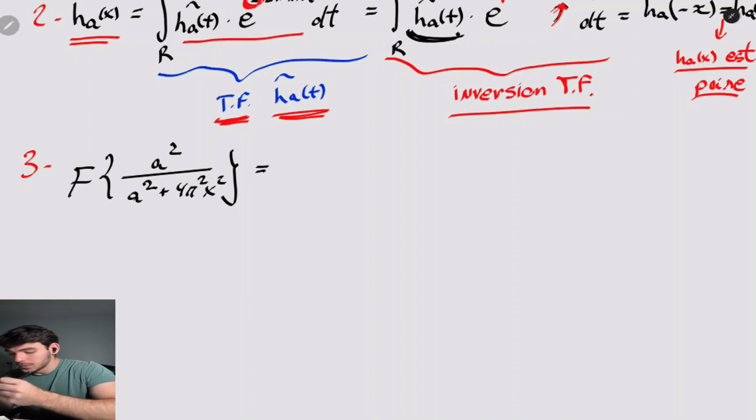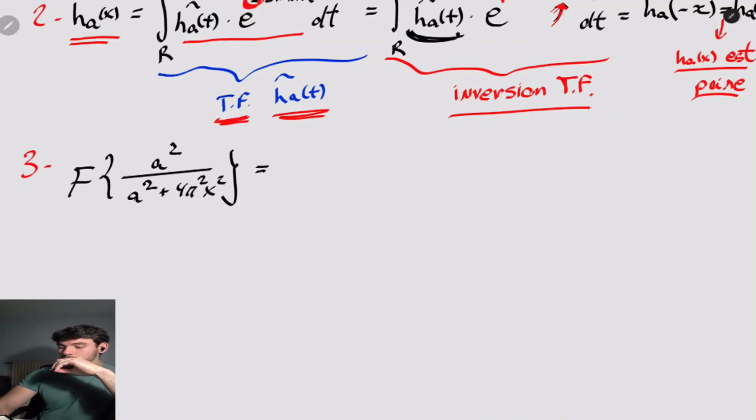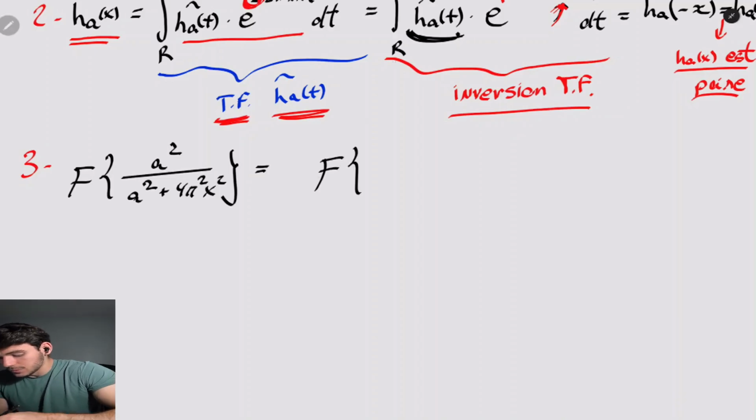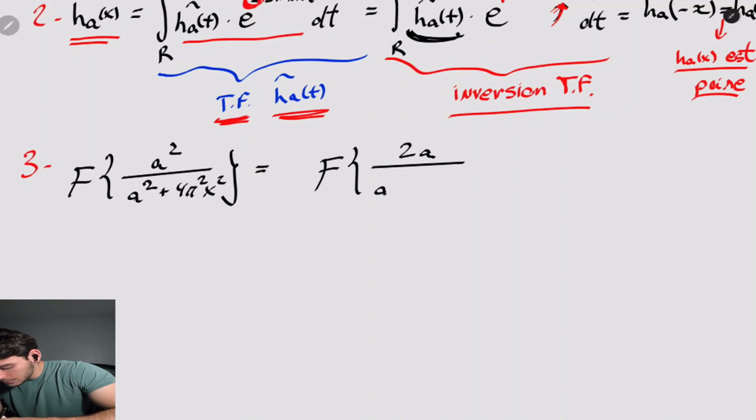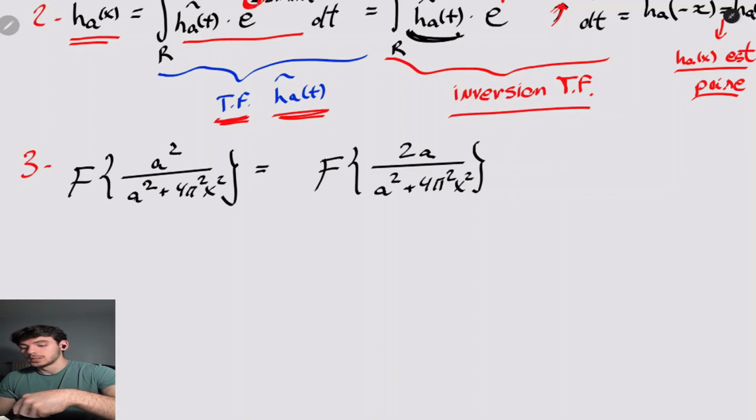So here we're going to use something that we found on the first question, okay? Because we know the Fourier transform of 2a divided by a squared plus 4 pi squared x squared. This is something we know. So I'll write it down, and now I will make this equality a real equality, because right now it isn't the same, so I can make an equation out of this.